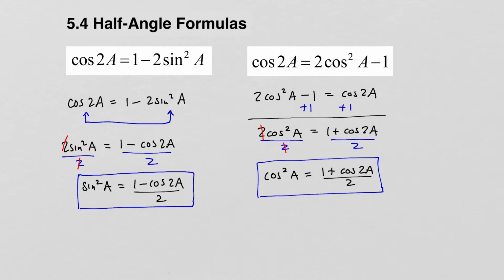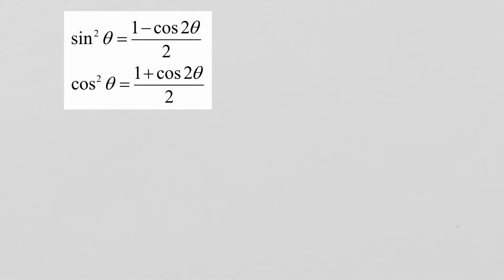And again, it's called the half-angle formula because the angle here, A, is half of the angle on the other side. So if I write both of those formulas using theta instead of A, you can see that we have sine squared theta is 1 minus cosine of 2 theta divided by 2, and cosine squared theta is 1 plus cosine 2 theta divided by 2. So the important thing to point out here is the similarities between the two formulas, right? If you know one of these, you should know the other one because the only difference is the plus and minus sign that you see here.